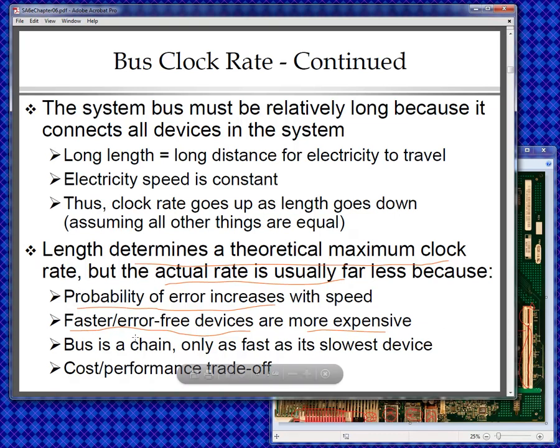Okay, this is probably not true anymore, at least not on serial channels. A bus is a chain only as fast as its slowest device. As we said earlier, one of the advantages of going with a serial bus standard is that that's not true anymore. Basically, what it boils down to is a cost-performance trade-off. The closer you push to the maximum, the more attention you have to pay to avoiding errors, either by building very expensive interface devices or building some sort of error detection and correction into the bus protocol.